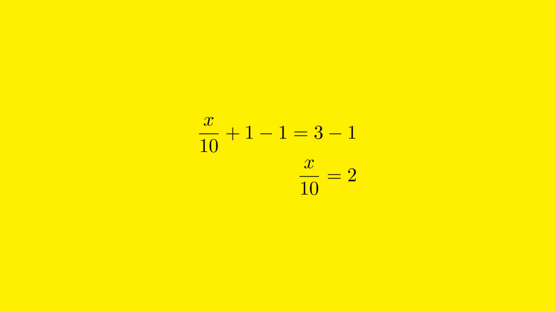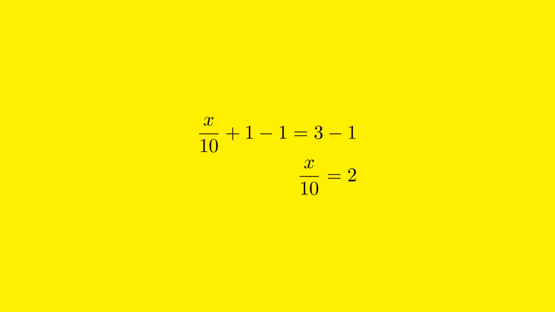Step 1. To solve for x in the equation x divided by 10 plus 1 equals 3, first, let's focus on isolating the term that contains the variable x. Start by moving the constant number on the left side of the equation to the right side. In this case, the constant number is 1 on the left side. To do this, subtract 1 from both sides of the equation.